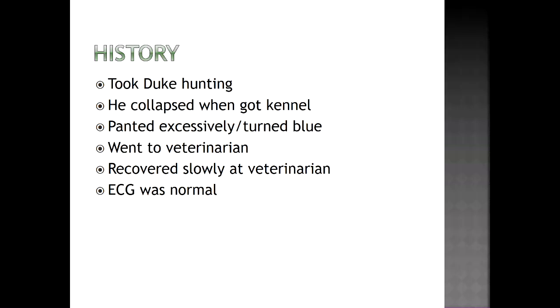So they took Duke hunting, and he collapsed when he got back to his kennel. He panted and turned blue. They took him to the veterinarian. He recovered slowly at the veterinarian. The veterinarian did check an ECG, which was normal.